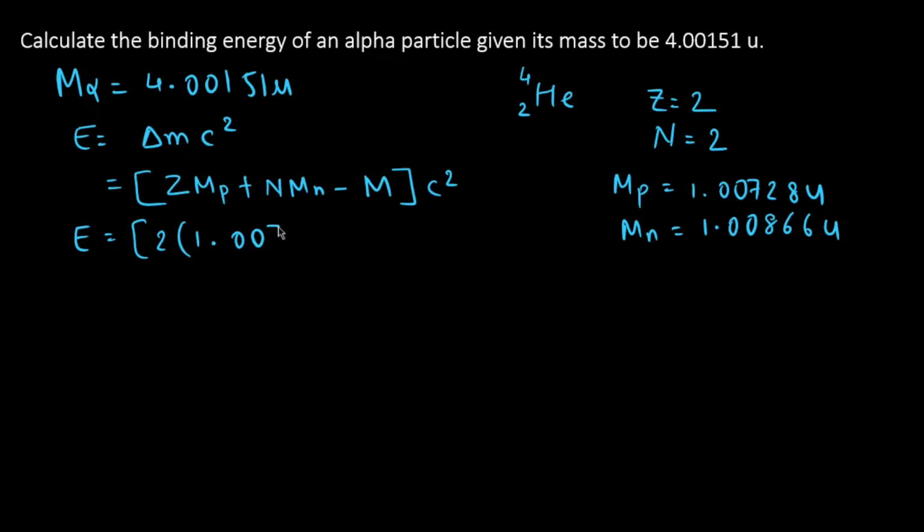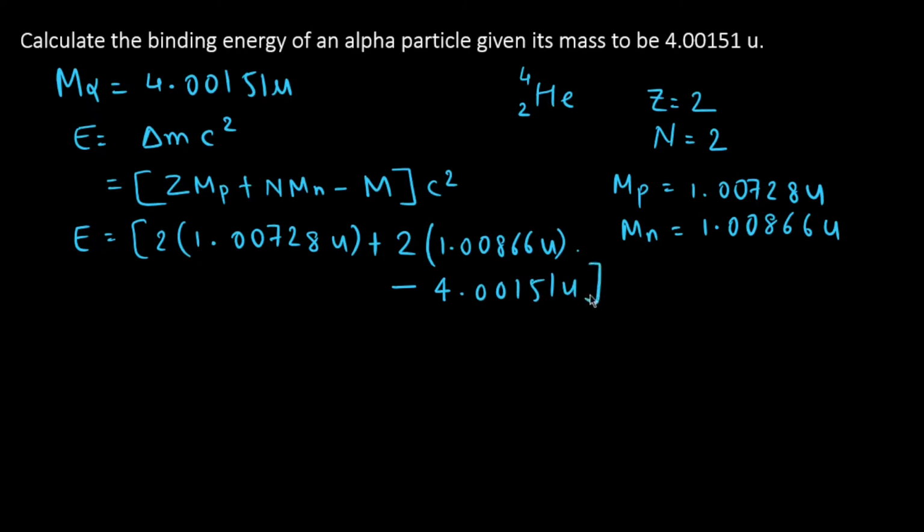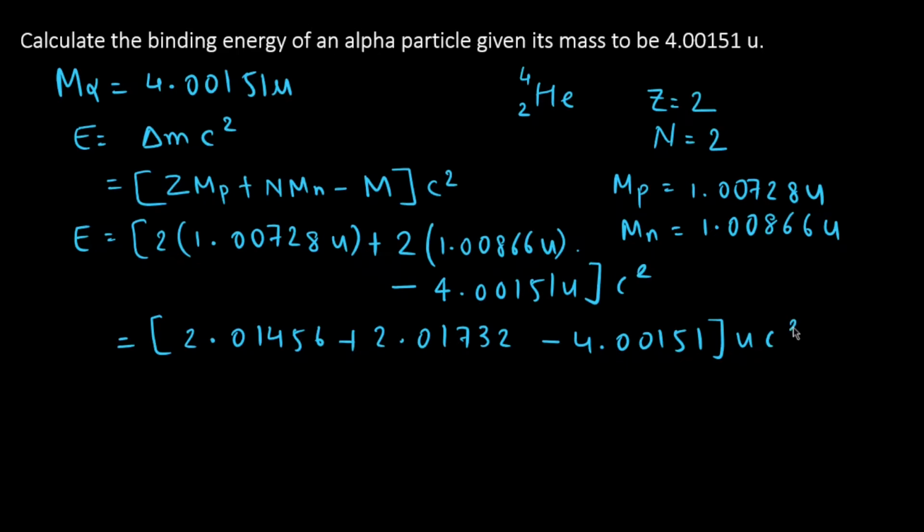So putting all these values in this equation, we get E as 2 into mass of proton, that is 1.00728 u, plus 2 into 1.00866 u, minus 4.00151 u, into c square. Now taking all the u's outside and multiplying this, we get 2.01456 plus 2.01732 minus 4.00151 u into c square.